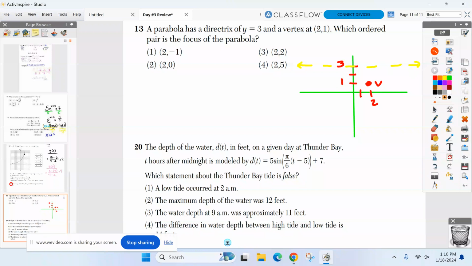Okay, how are these 3 related? Where's the focus going to be? 2 away from the vertex is halfway in between, right? So there is what here? 2 units. So your focus should also be 2 units away. So our focus is going to be at 2, negative 1. Yep. Vertex is halfway in between.